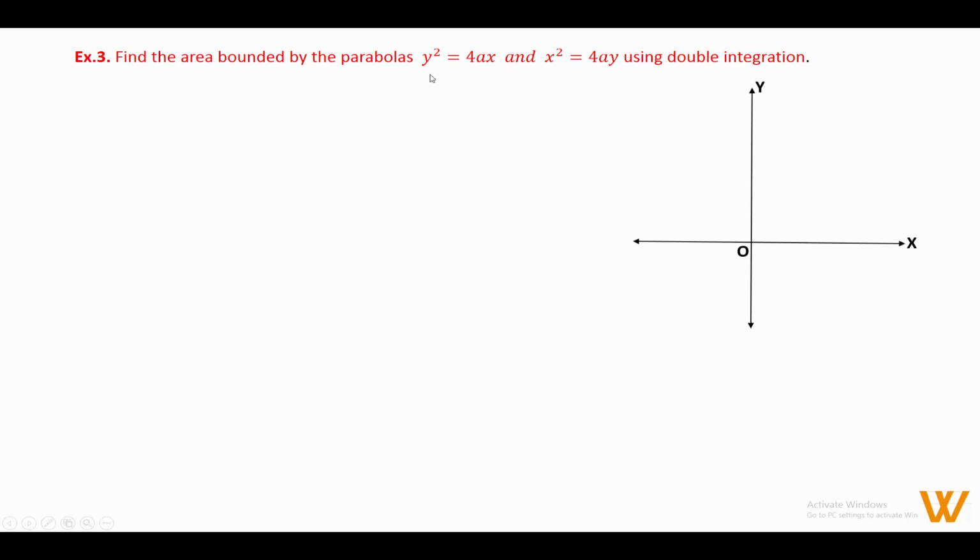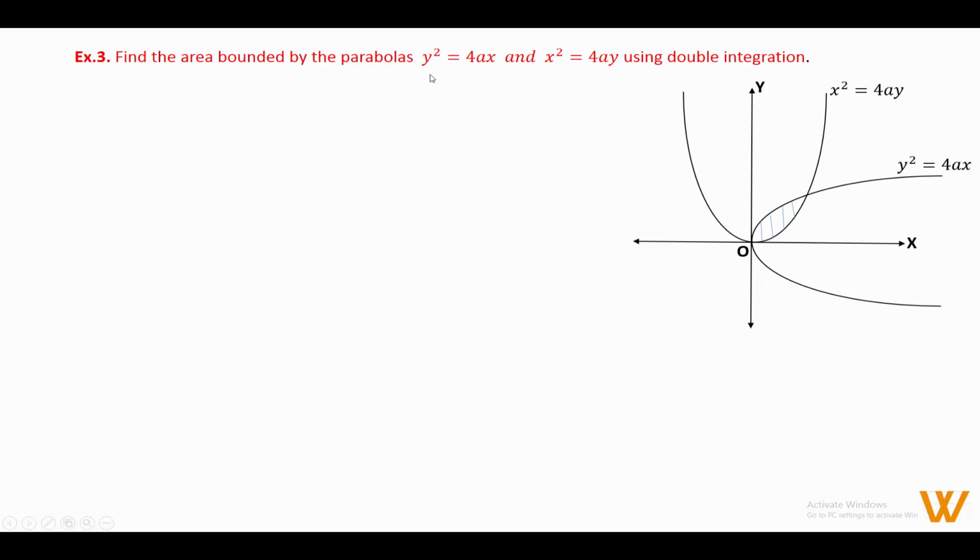Now the parabola y squared equal to 4x opens to the right side of the y axis, this parabola is y squared equal to 4x. Next the parabola x squared equal to 4ay opens above the x axis, this parabola is x squared equal to 4ay. Now the region in between these two parabolas, this region, find the area of this region.